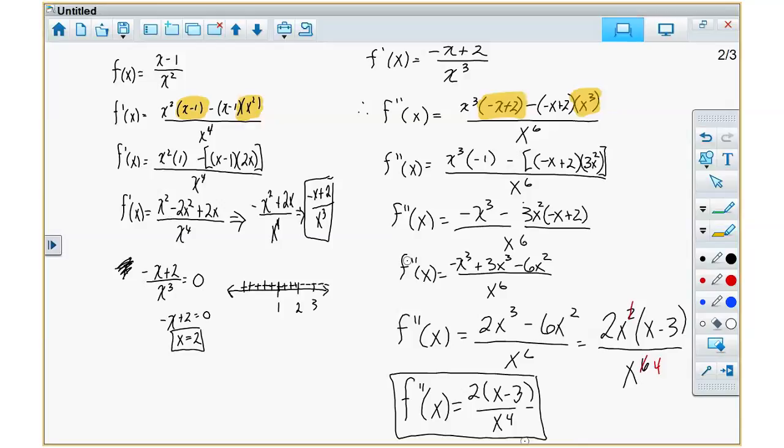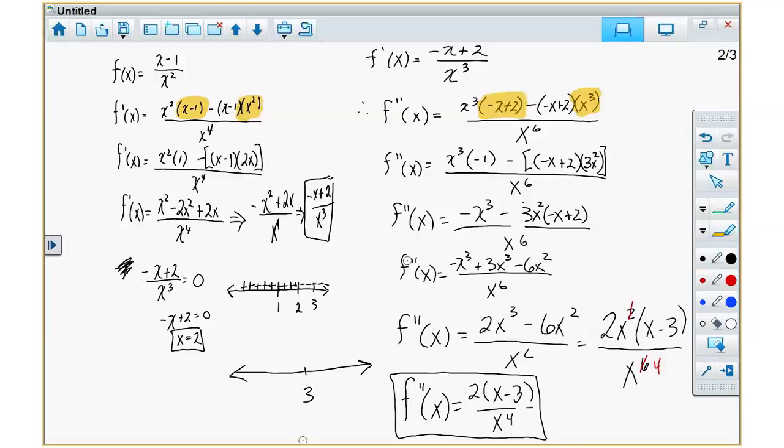And then let's check our concavity. We've got to set that equal to 0. So that's going to be 0, 2x divided by 2, 3. Concavity 3.